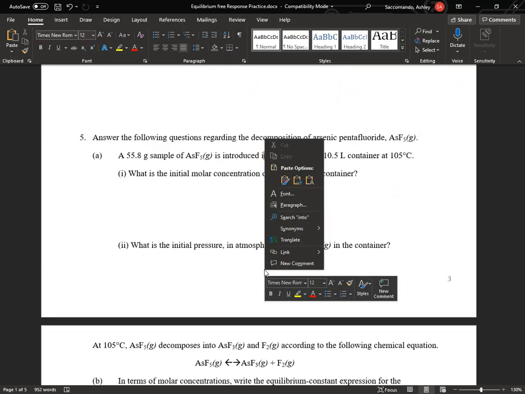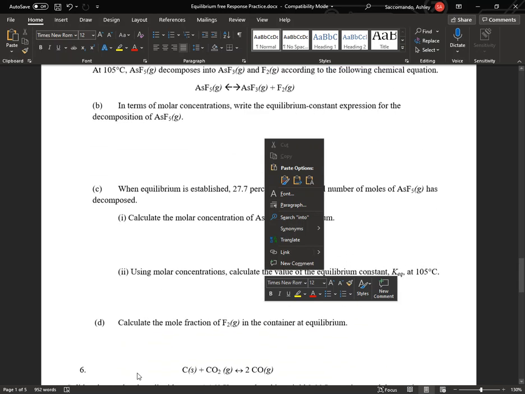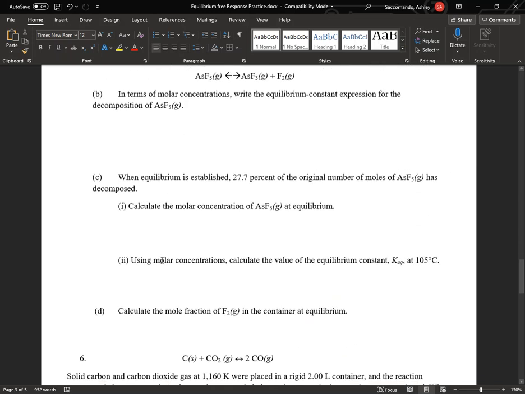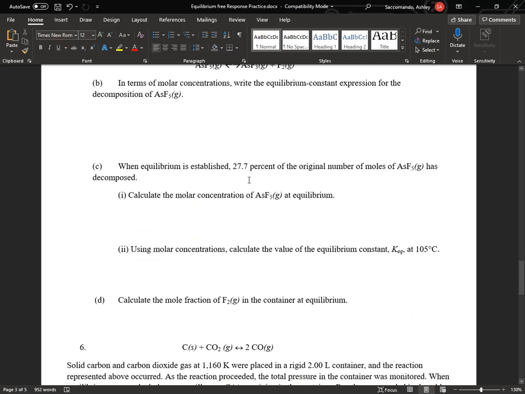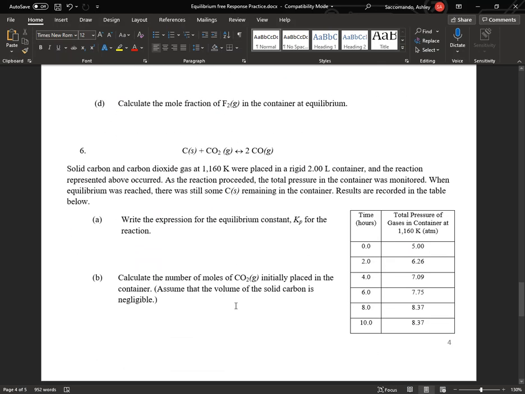Let's see here. I'm kind of seeing the repeats of what I just talked about. Here's another percent one of the original number. This one's also showing you when equilibrium starts to establish, because at 8, it's 8.37. At 10, it's 8.37. So it's showing you the total pressure of the system at that point. So you can assume that's the equilibrium total pressure. And that's where this would end up being like another total pressure type problem.